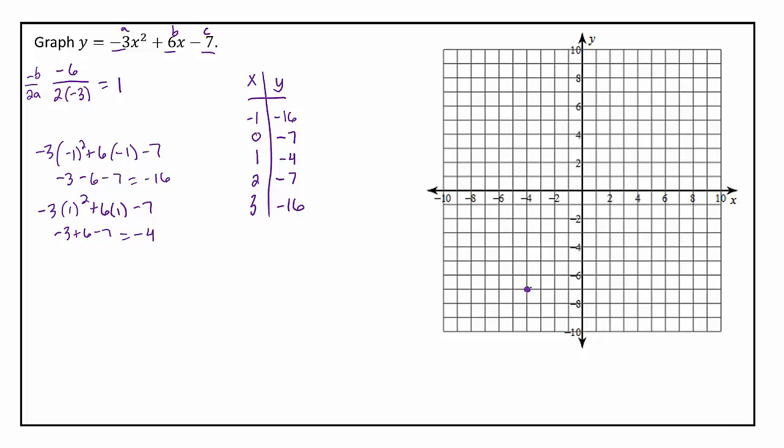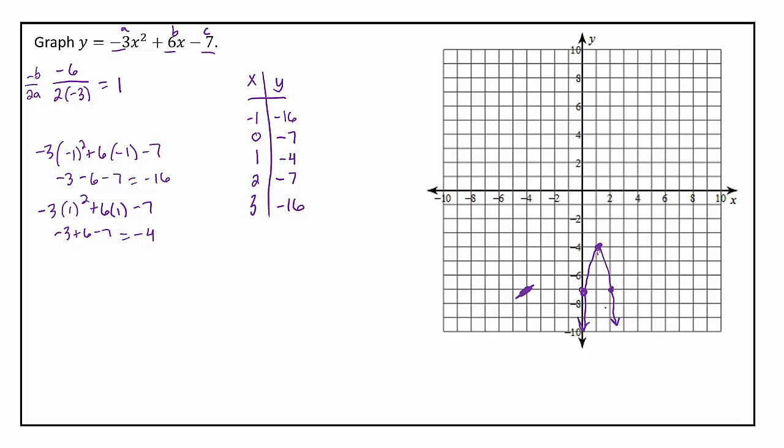I don't know why I just stuck that point there. That is not where that goes. 0, negative 7 is one of my points. 1, negative 4 is one of my points. 2, negative 7 is one of my points. So this opens down and is a fairly skinny looking parabola.